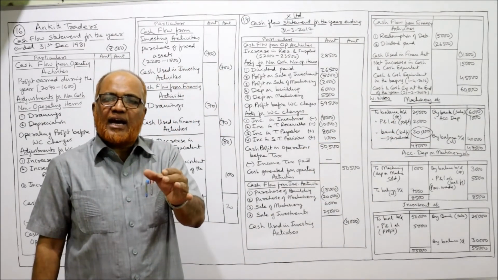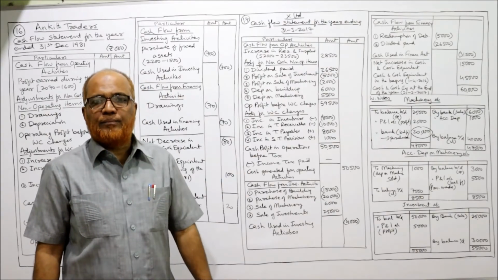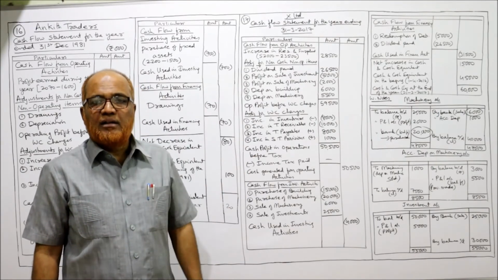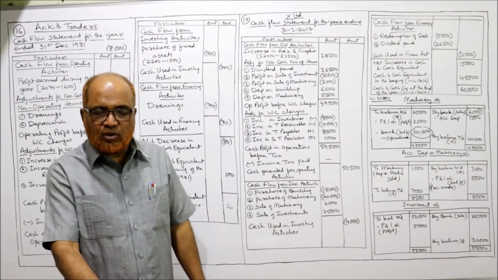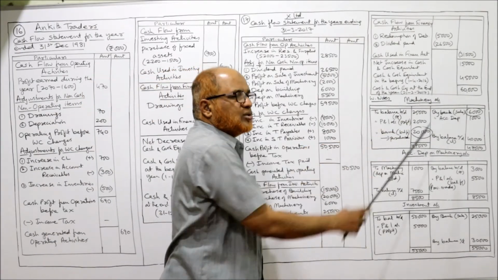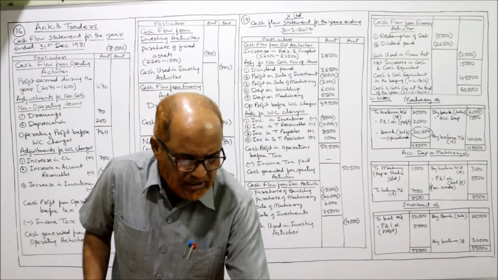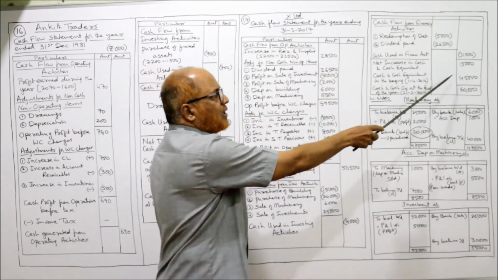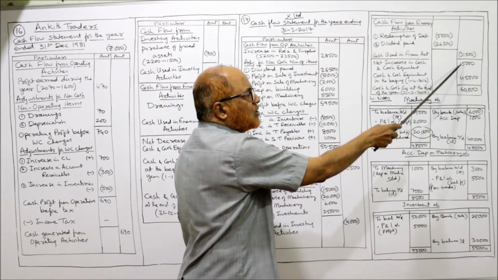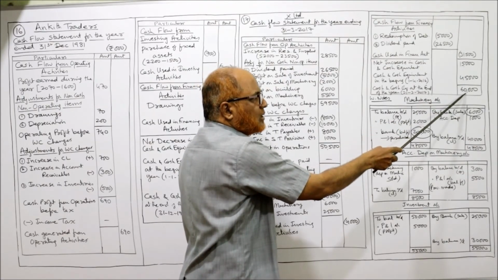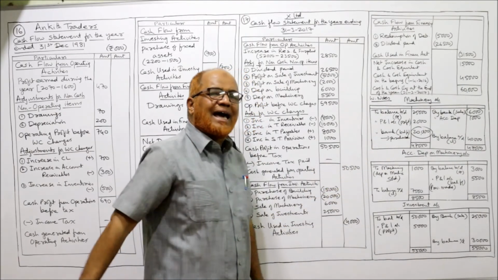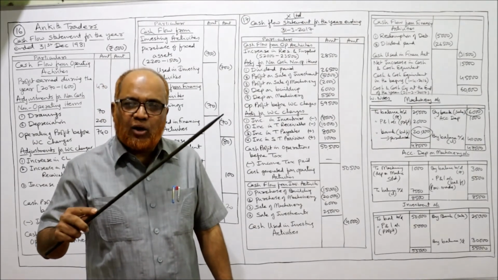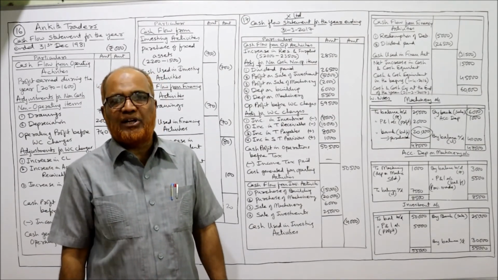Now cash and cash equivalent at the beginning of the year. That means from last year. So last year, what is the cash and cash equivalent? See the problem, it is 45,000 given. Cash and cash equivalent last year 45,000. So I have taken 45,000. Now you add up 45,000 plus 15,000 is 60,000. This 60,000 is the cash and cash equivalent at the end of current year, 2017.